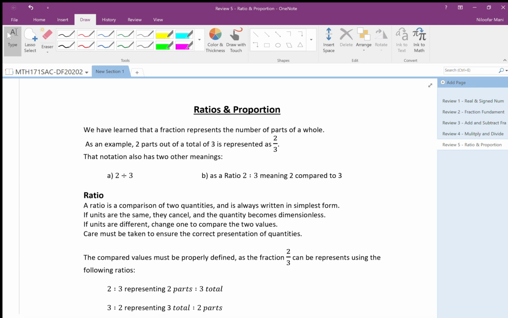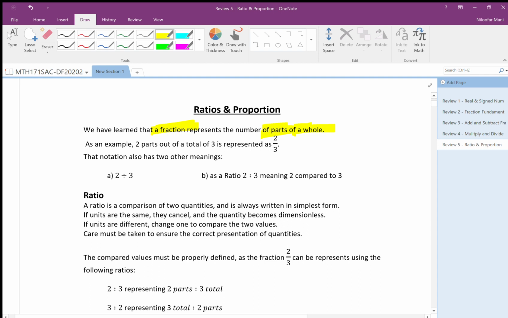Hi everyone, we start review 5, ratio and proportion. So far we did fractions, and for fractions I said they are part over total. So it's like I compare part to total.